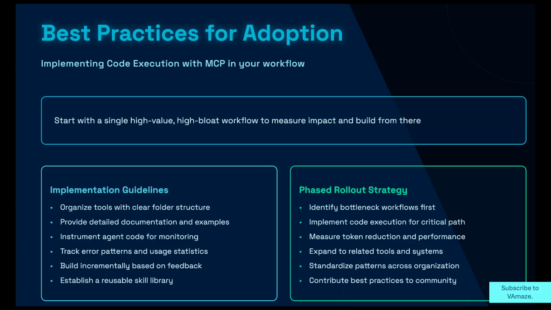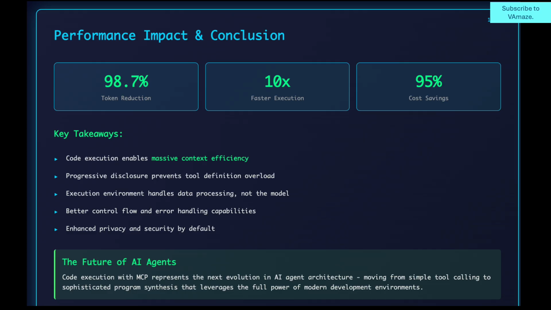Looking forward, as we look to the future, I think code execution with MCP represents an important evolutionary step in how we build AI agents. We're moving from a paradigm where agents make individual tool calls, essentially functioning as very sophisticated API consumers, to a paradigm where agents write programs that orchestrate multiple tools. This is a fundamental shift in capability and efficiency.